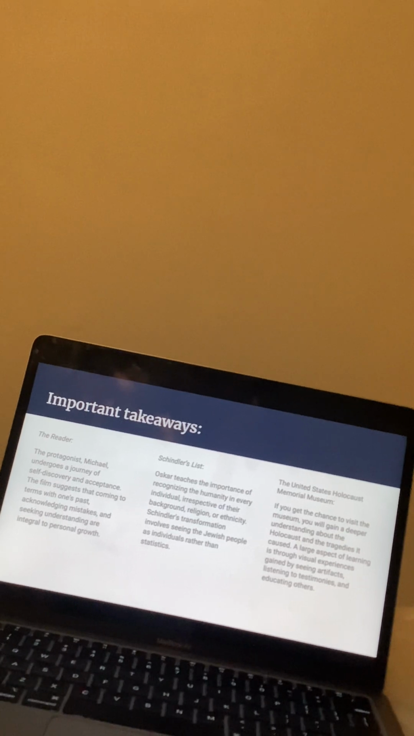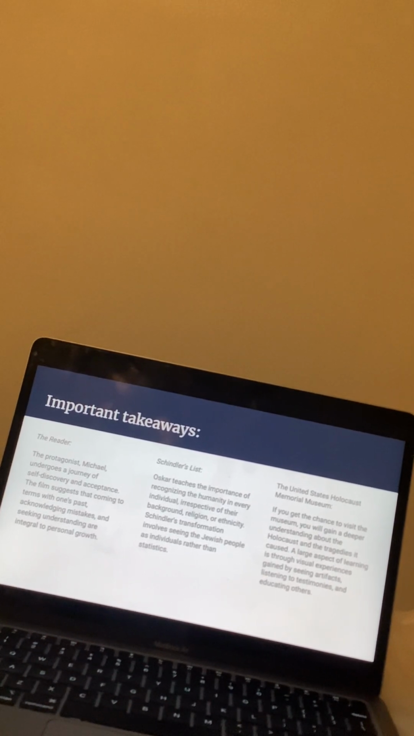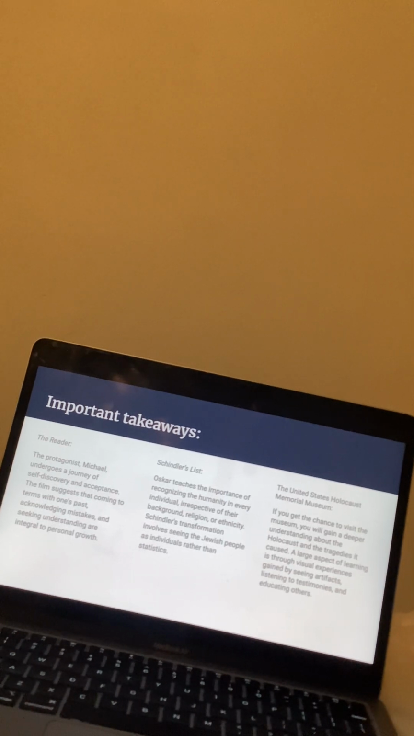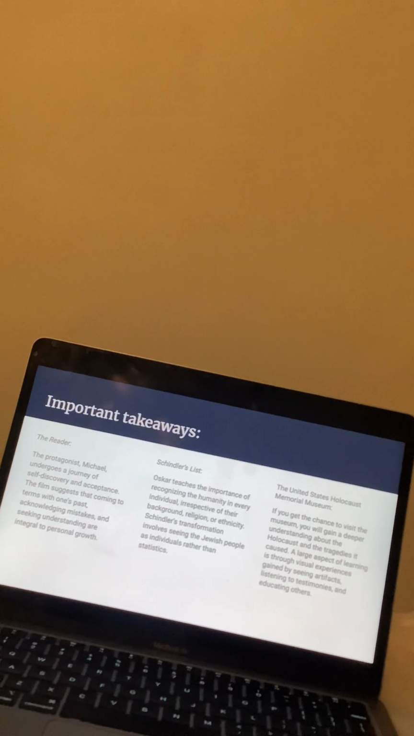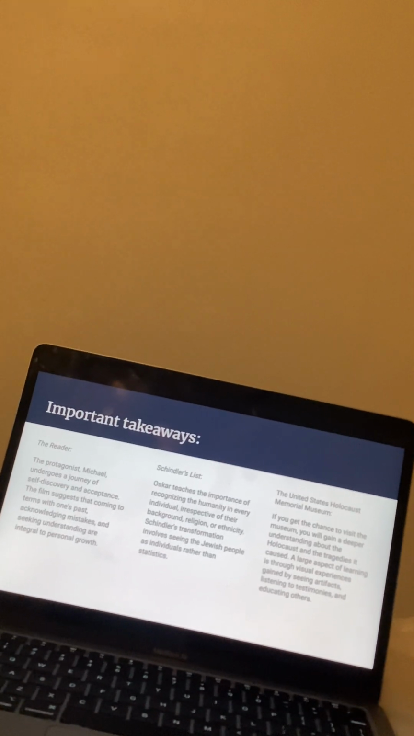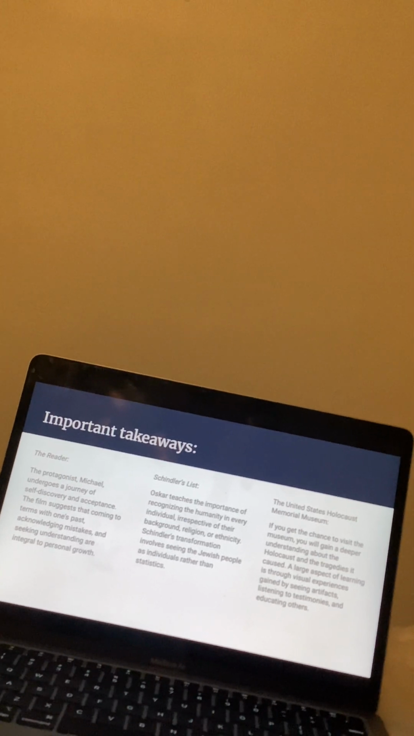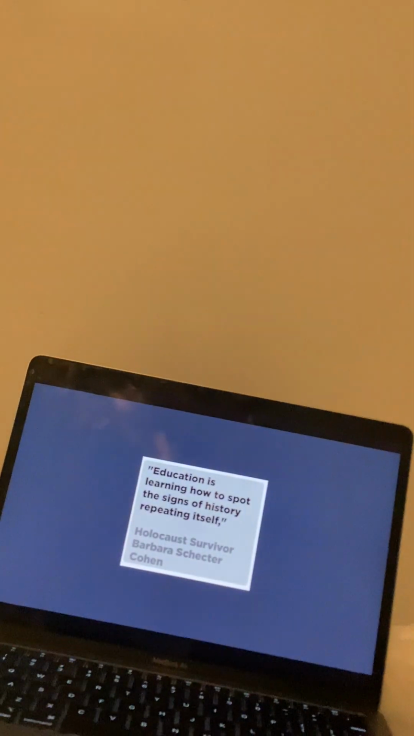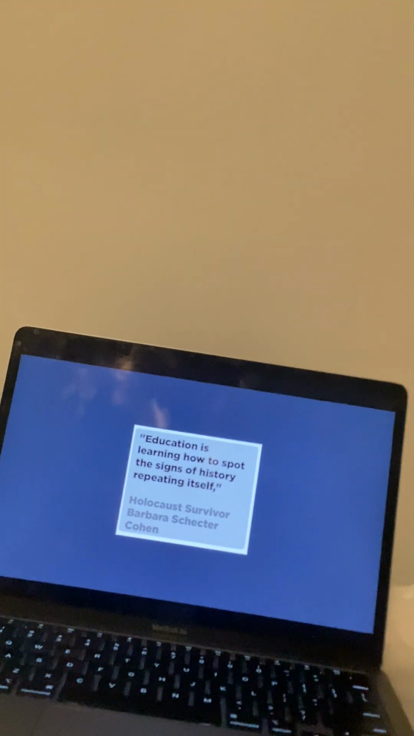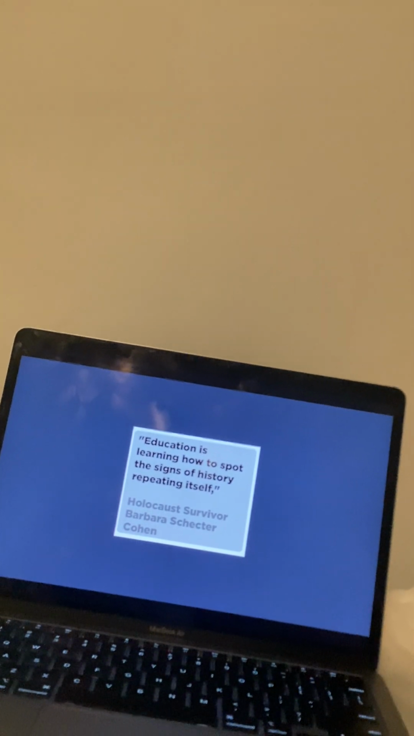And then within Schindler's List, I said that Oskar teaches the importance of recognizing the humanity in every individual, irrespective of their background, religion, or ethnicity. And within the museum, if you get a chance to visit, you'll learn that learning is essential to letting history not repeat itself, which leads me to my quote, which says that education is learning how to spot the signs of history repeating itself.